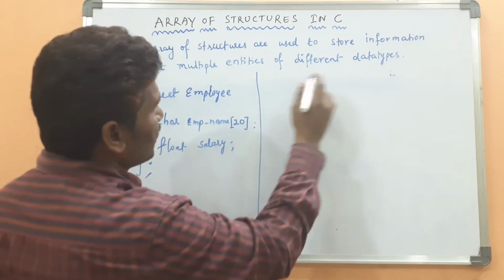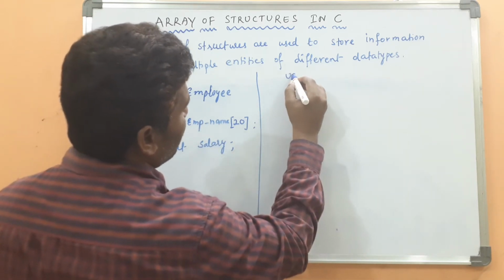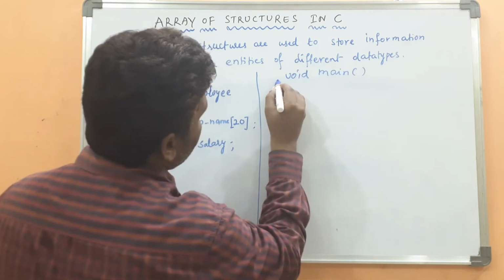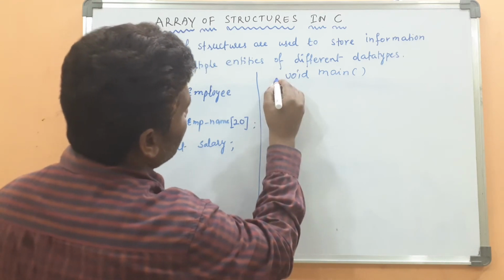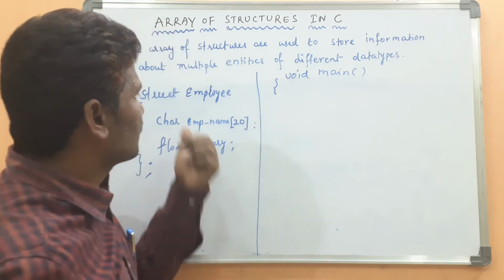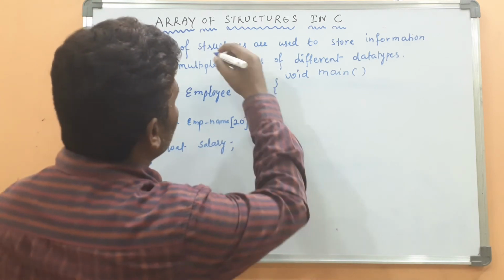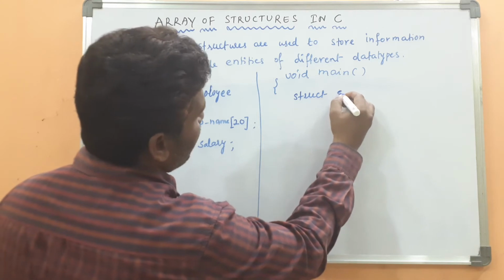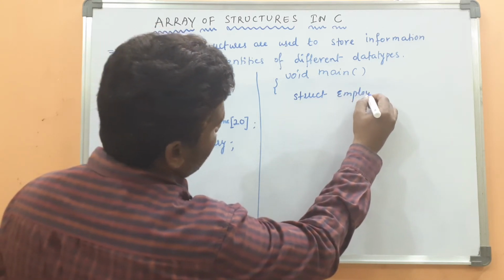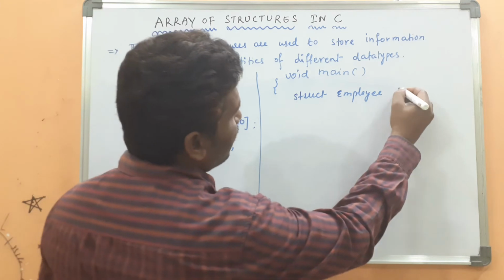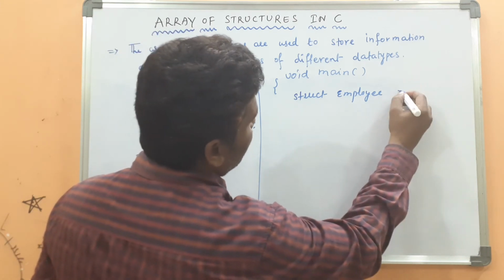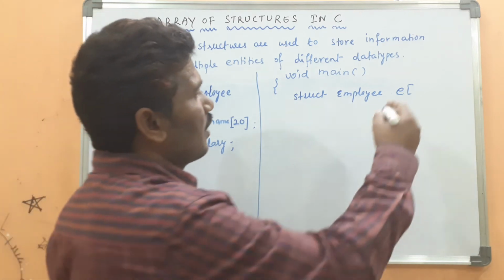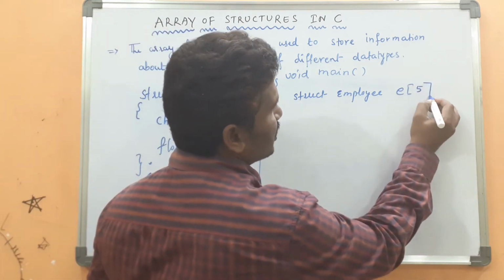Then in main function I want to create the structure variable. Then void main. Here you can create the structure variable, array of structures for the employee. Then struct employee, then object E of how many employee information do you want? Suppose I want 5 employee information.